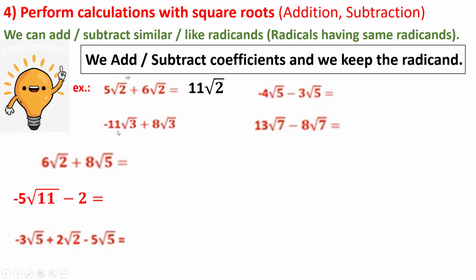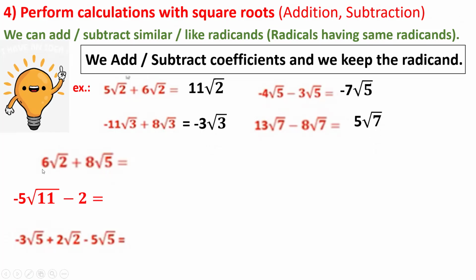Minus 11 radical 3 plus 8 radical 3. So I have addition, same radicands. I say negative 11 plus 8 is negative 3 and I keep radical 3 as it is. Also here I add negative 4 and negative 3. Adding two negative numbers, I keep it negative and I add. So it's negative 7 radical 5. 13 radical 7 minus 8 radical 7. 13 minus 8 is 5 and I keep radical 7 as it is.